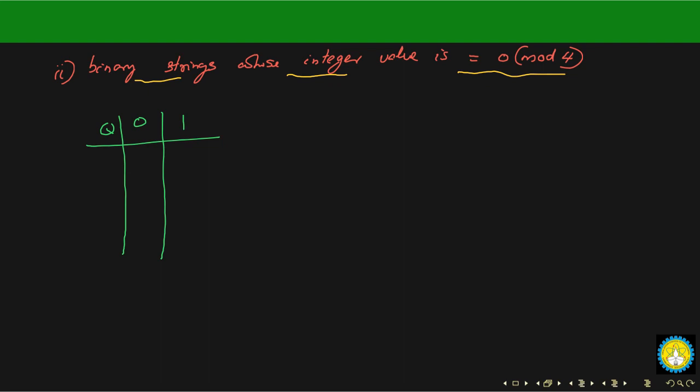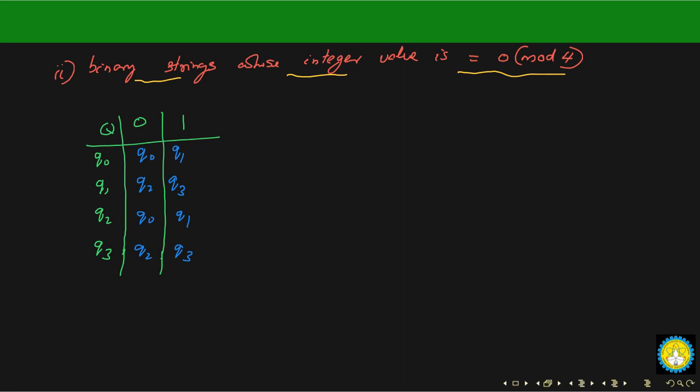Since it's a question on mod 4, I will have 4 states: Q0, Q1, Q2, and Q3. The only thing you need to do is follow this sequence, Q0, Q1, Q2, Q3. All the states you have to write in a sequential way. Again, here, continue that pattern: Q0, Q1, Q2, Q3. So this is going to be our transition table, and from this transition table, it becomes very easy for us to draw the DFA.